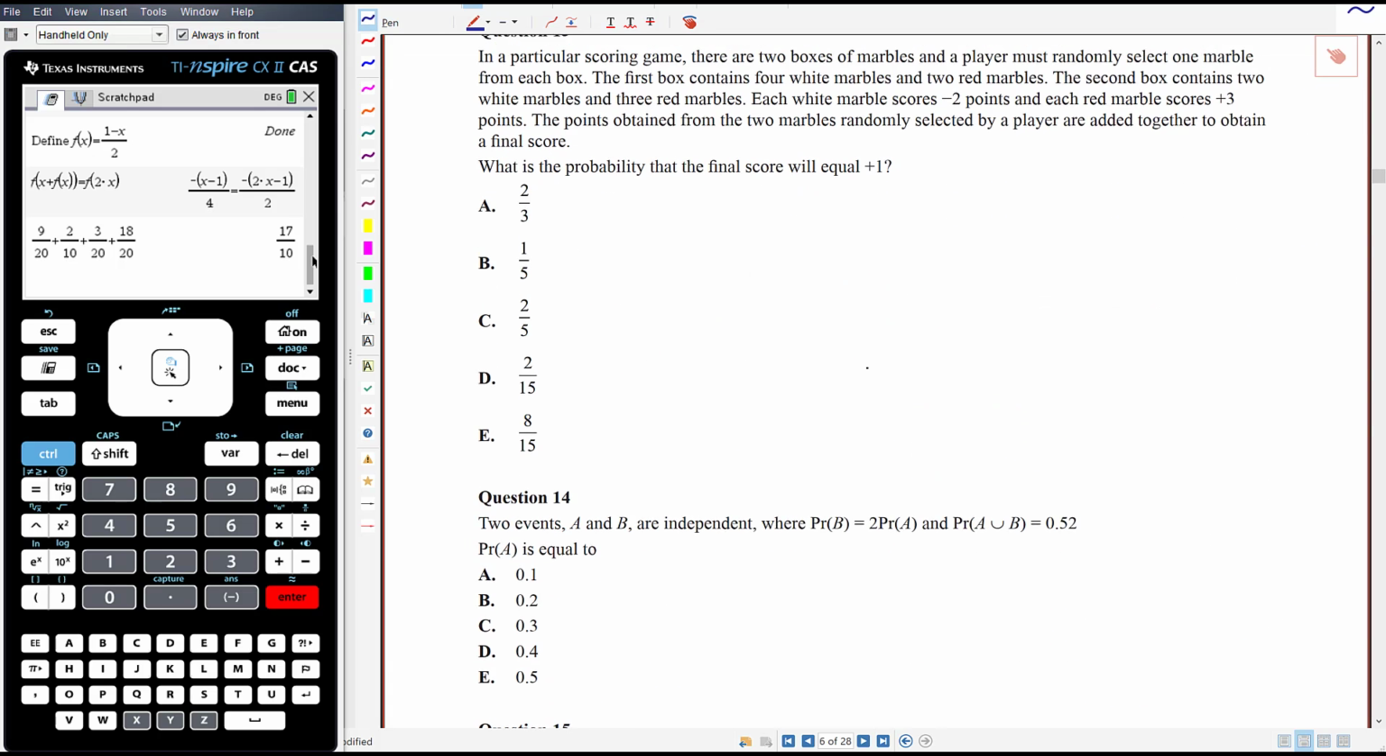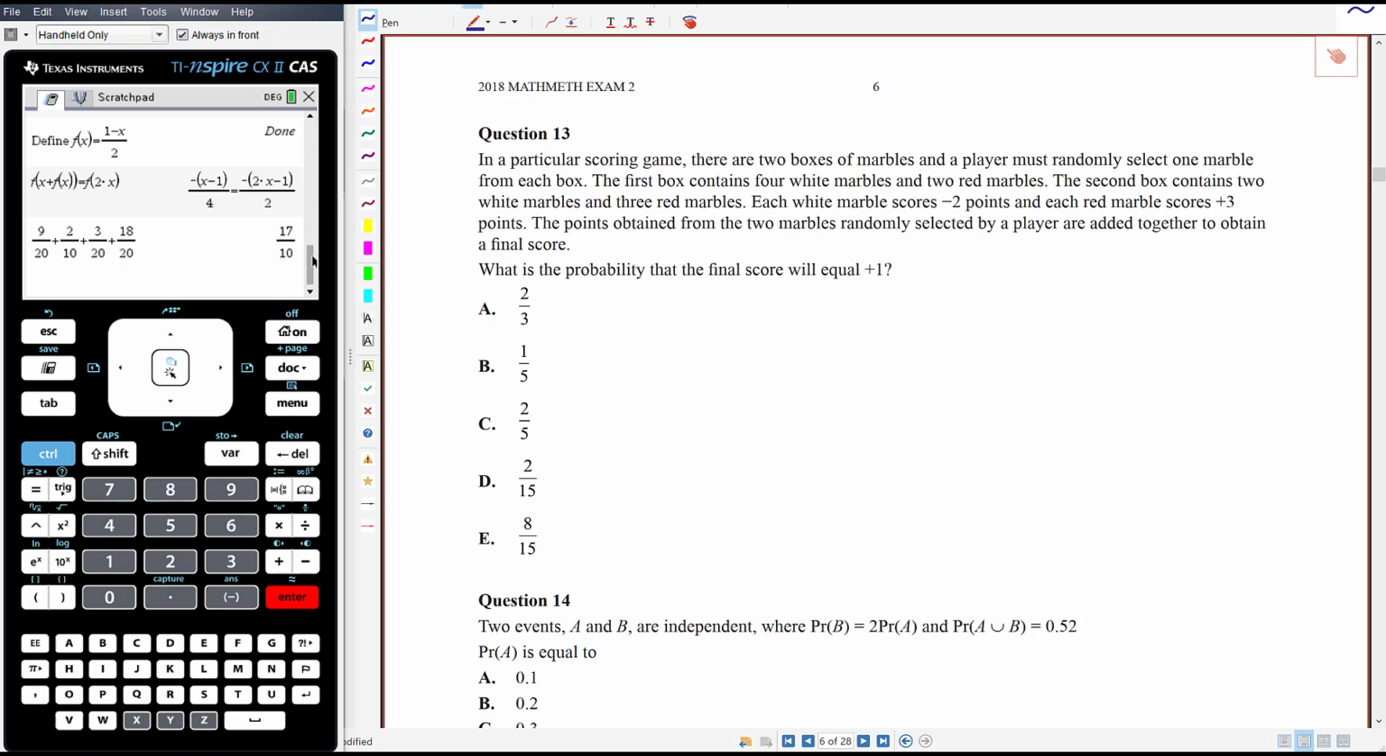Okay, question 13. In a particular scoring game, there are 2 boxes of marbles and a player must randomly select 1 marble from each box. The first box contains 4 white marbles and 2 red marbles. The second box contains 2 white marbles and 3 red marbles. Each white marble scores -2 points and each red marble scores +3 points. The points obtained from 2 marbles randomly selected by a player are added together to obtain a final score. What is the probability that the final score will equal 1?